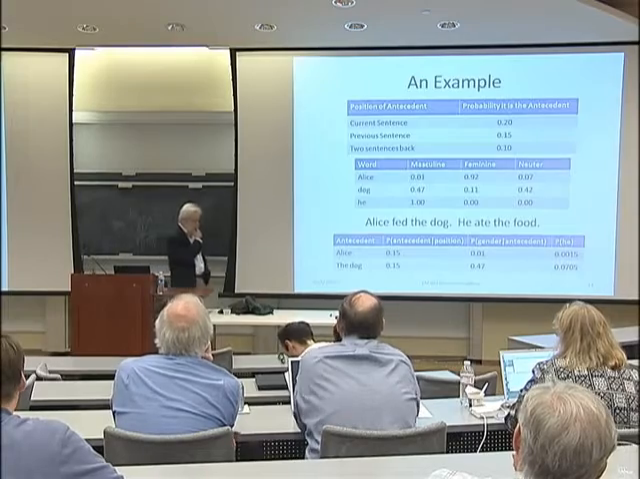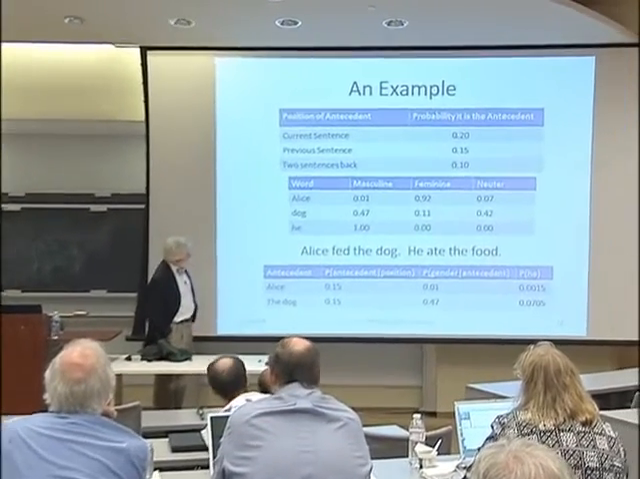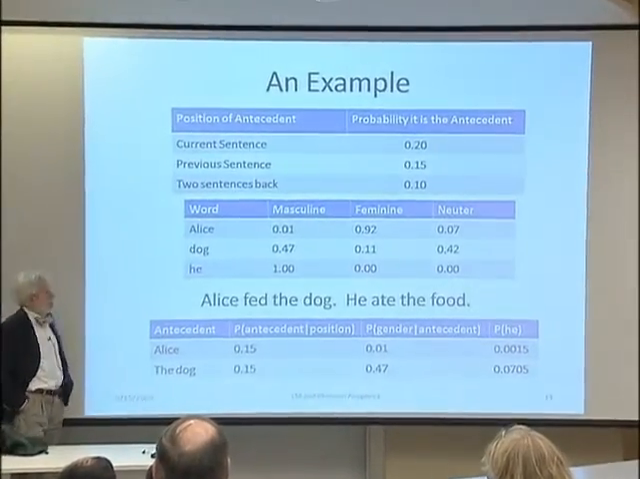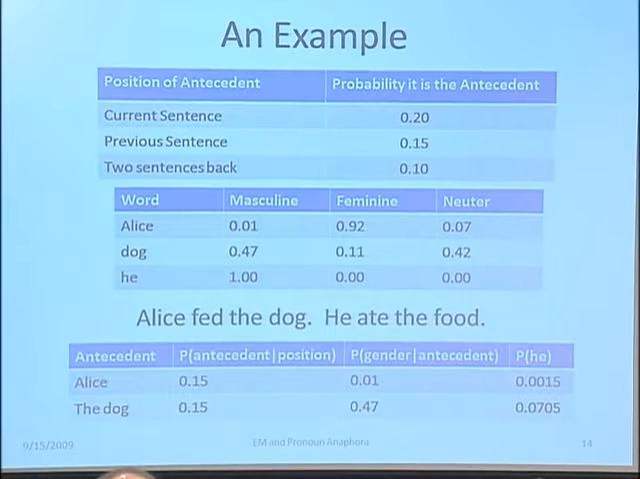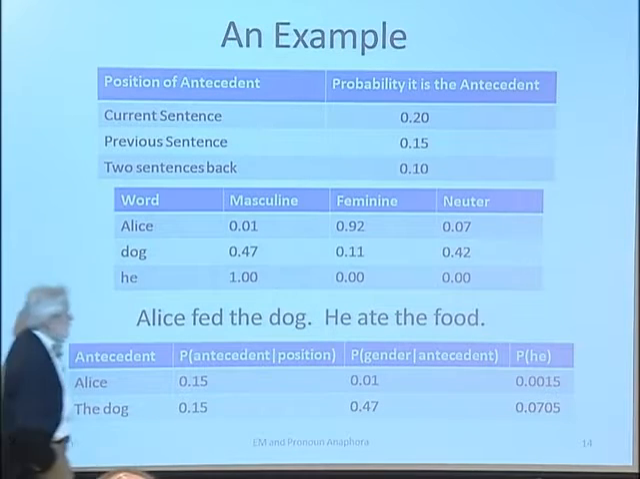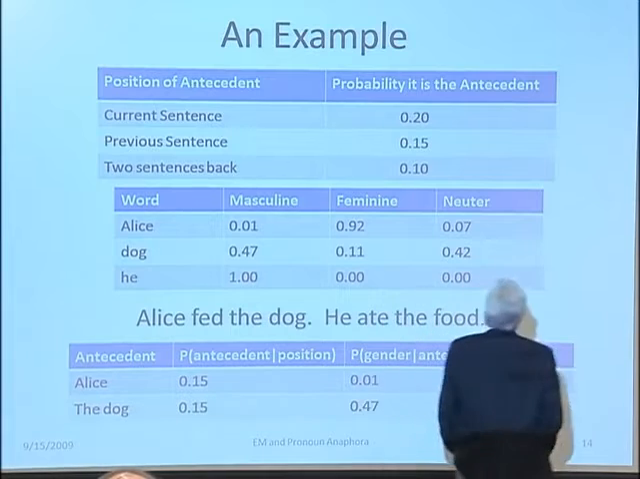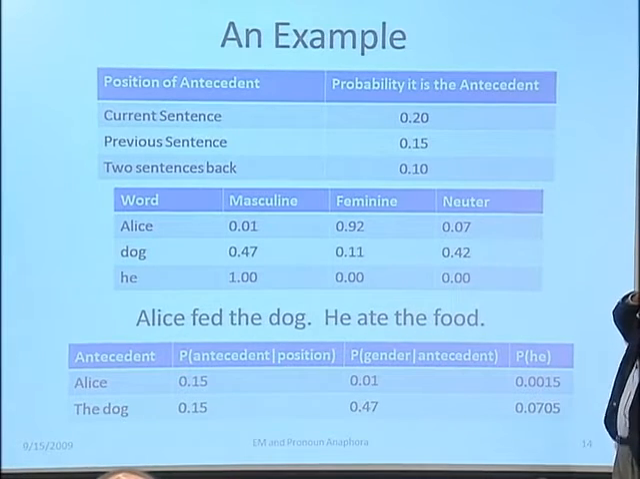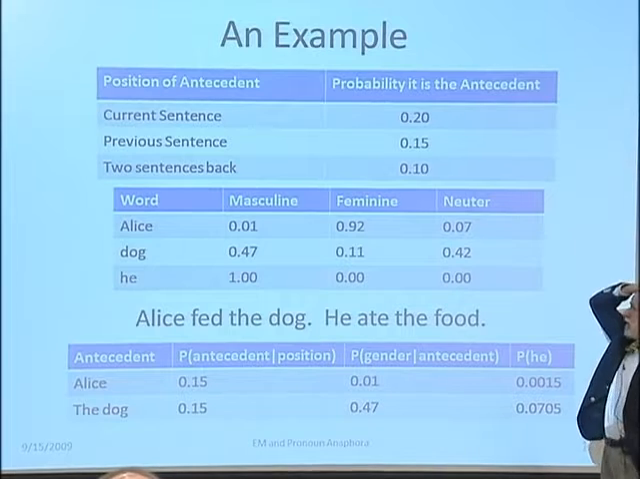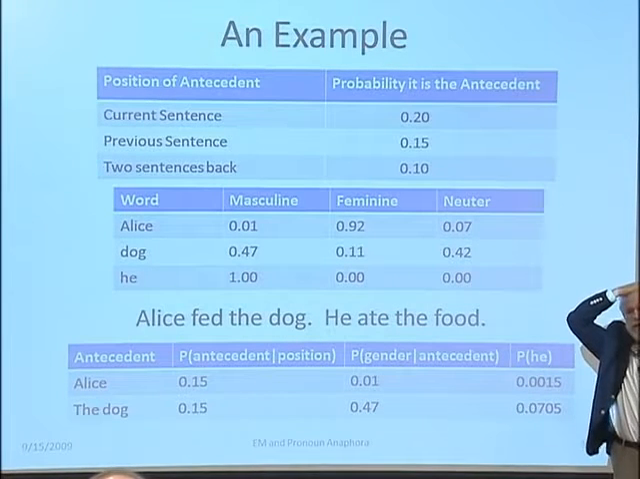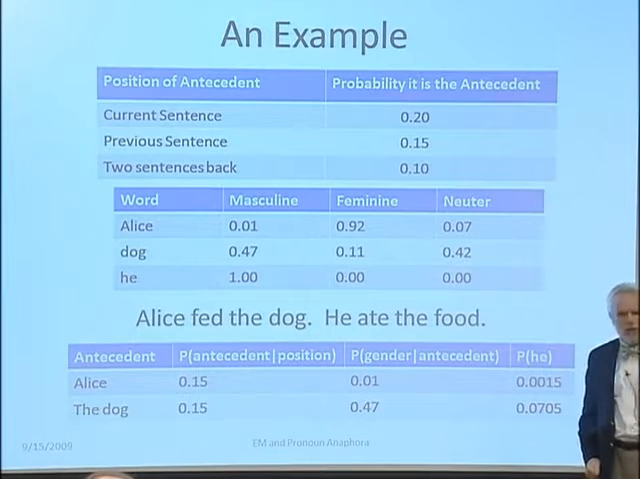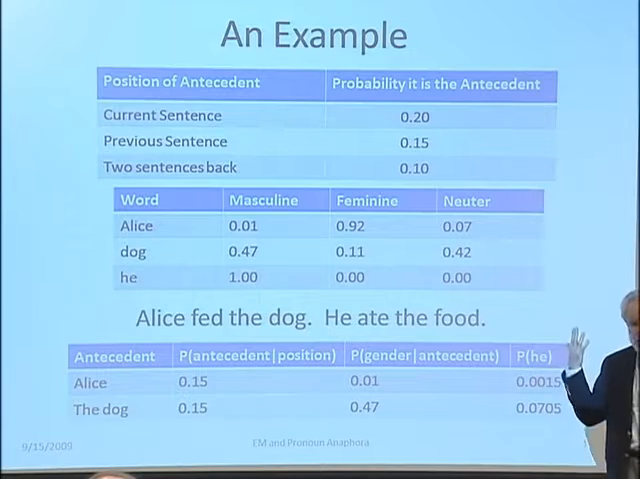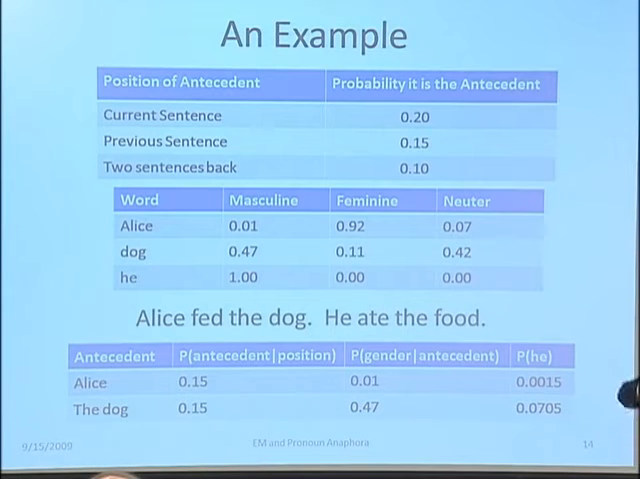So here's an example. Most of these numbers are made up. Suppose we have "Alice fed the dog, he ate the food." And suppose that just a priori we believe, and these are made up, that antecedents in the current sentence have a probability of 0.2 of being correct, in the previous sentence 0.15, and two sentences back 0.10. Notice that this doesn't add up to 1. That's because of the assumption we made two slides back.